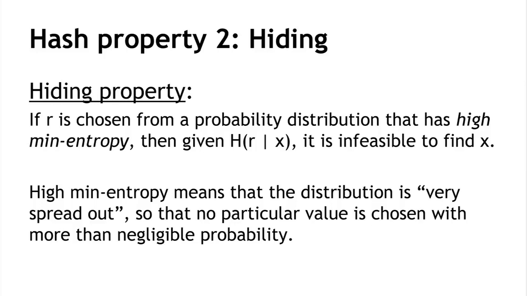And so what we're going to say is, given the hash of r together with x, it's infeasible to find x, and this will be true in the formally stated property that if r is a random value chosen from a distribution that has high min-entropy, then given the hash of r concatenated with x, it's infeasible to find x. And what does high min-entropy mean? Well, it captures this intuitive idea that r is chosen from a distribution that's really spread out. And what that means specifically is that there's no particular value that r could have had that would occur with more than a negligible probability.